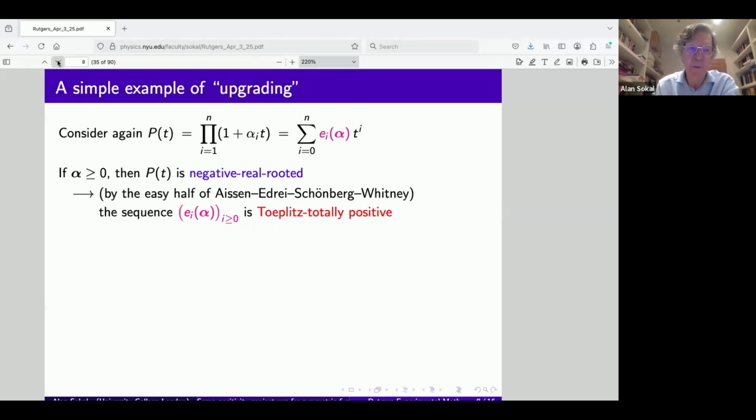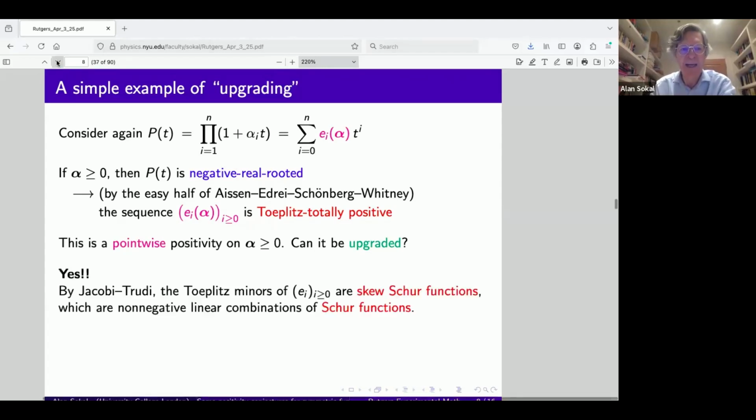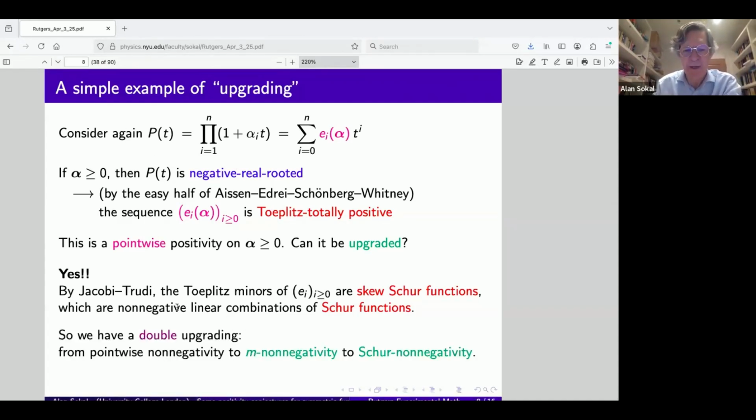But much more is true, because that's a pointwise positivity result. But can it be upgraded? And the answer is yes, because the Jacobi-Trudi formula in the theory of symmetric functions tells you that the minors of the Toeplitz matrix are skew-Schur functions, and the skew-Schur functions are non-negative linear combinations of Schur functions. So we've just done a double upgrading from pointwise non-negativity to M non-negativity to Schur non-negativity. So that's the kind of upgrading that I'm going to be looking for.